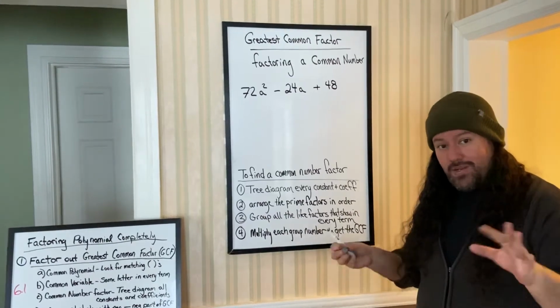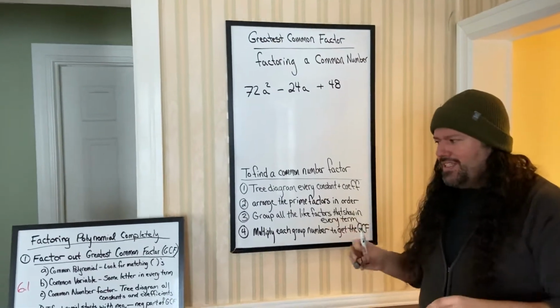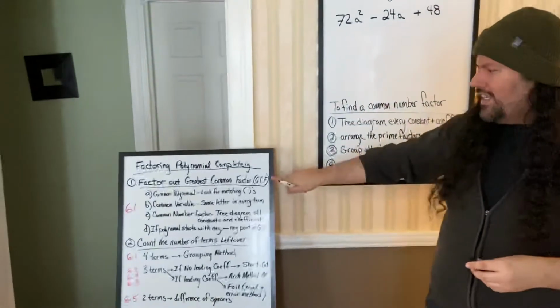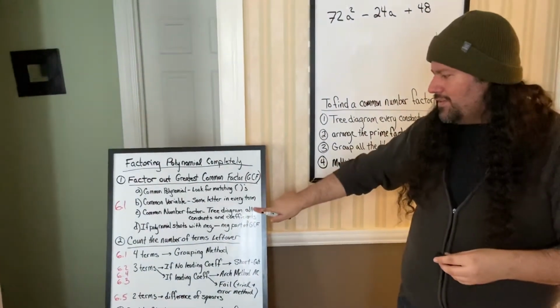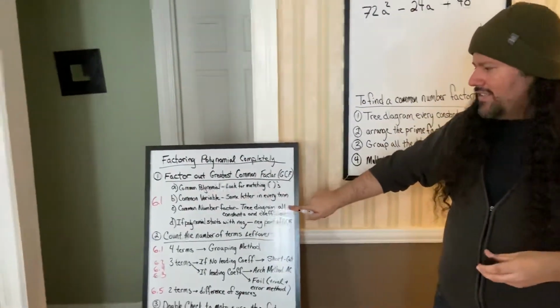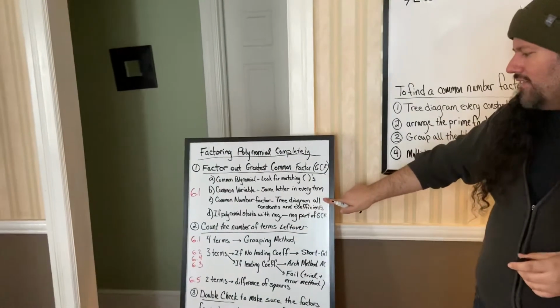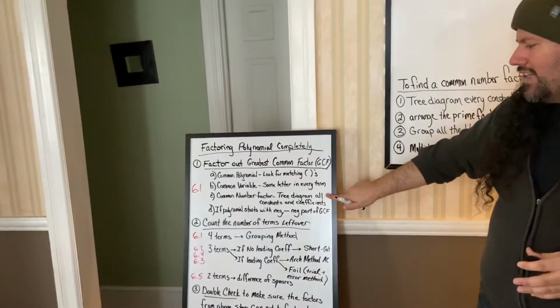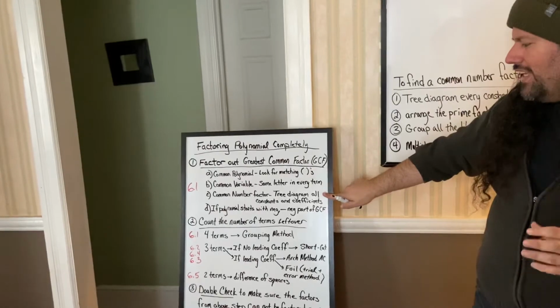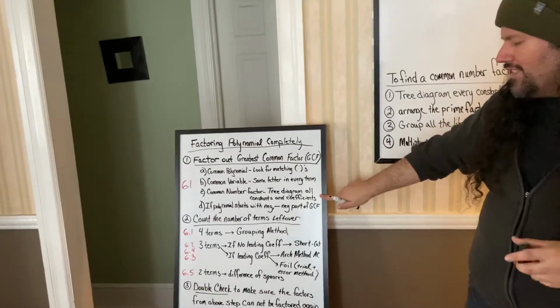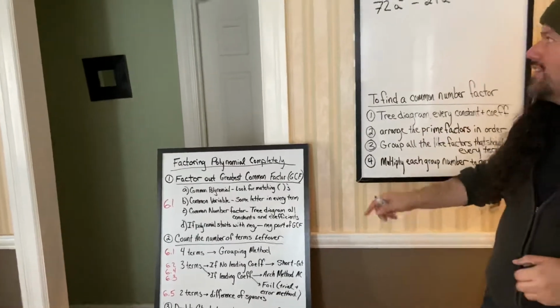Alright, so we did part A and part B of finding our GCF. So now what I'm going to do is do part C. This one has to do with a common number factor. Here is where I tell you to do a tree diagram for any constant or any coefficient that's in the problem. So here's an example.